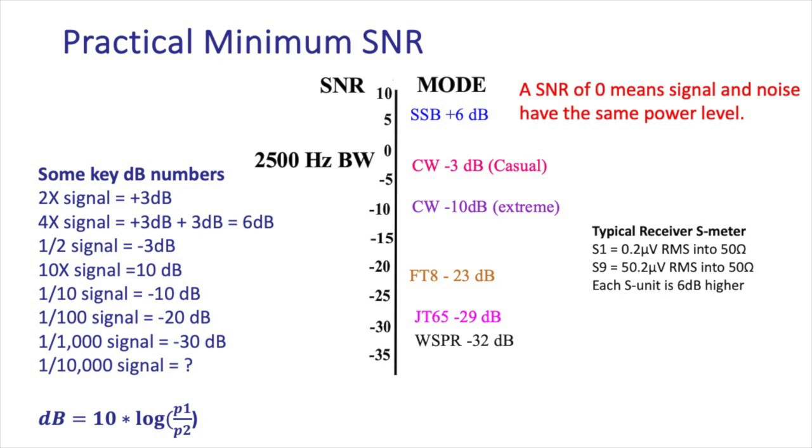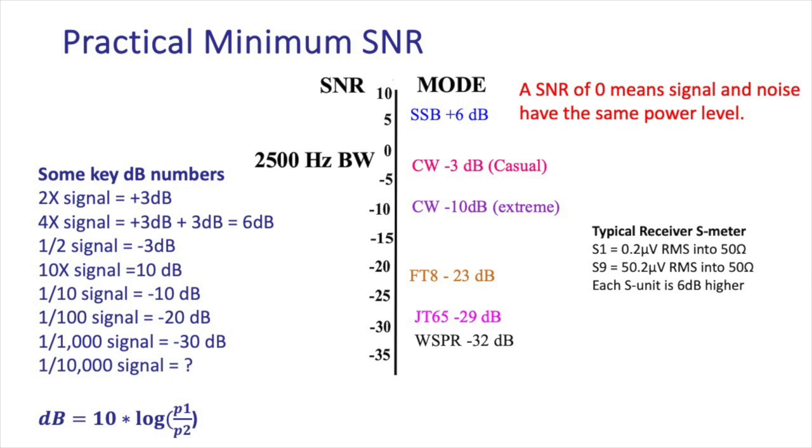Okay, next one. This is a chart showing some of the different modes. But before we go into that, look on the left-hand side at some key dB numbers. At the very bottom there's the equation, which is dBs is a relative thing. It's not like an absolute thing like number of watts. It's just how two signals compare. Which one's louder, which one's weaker. And it's a logarithmic scale because we go through such large signal strength differences.